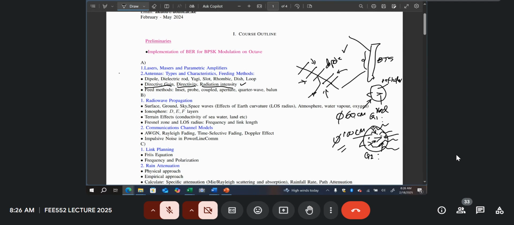Then, of course, as we said, how do you feed the signals to those antenna ports? We can have an inset method, probe, coupled, aperture, quarter wave, or balun, balanced and unbalanced method.